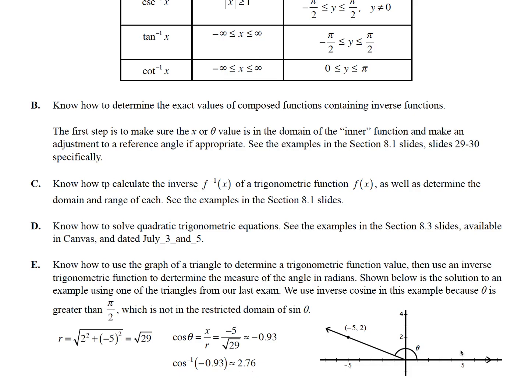Now, we used cosine in this example because the angle is greater than pi over 2. And that's not in the restricted domain of sine. Remember, to invert, the restricted domain of sine is from negative pi over 2 up to pi over 2. So you want to keep in mind where your angle is to decide, do you use inverse cosine or inverse sine?